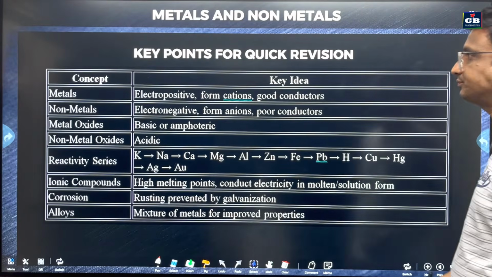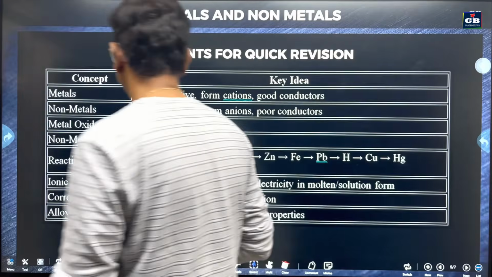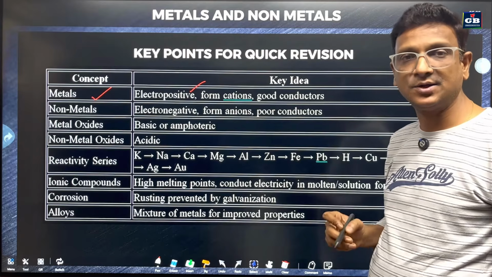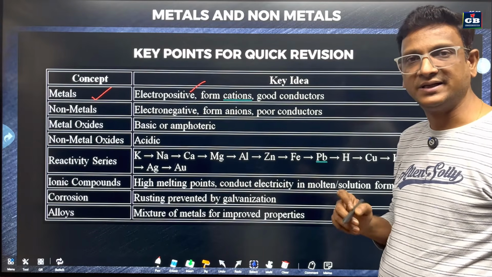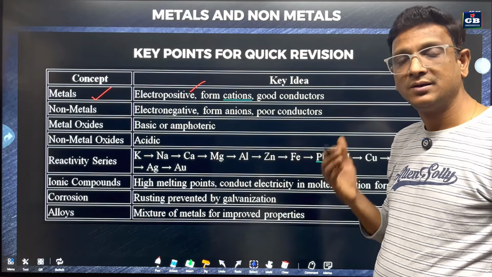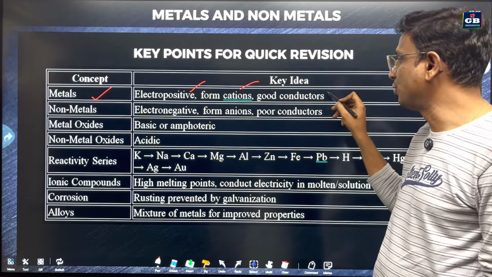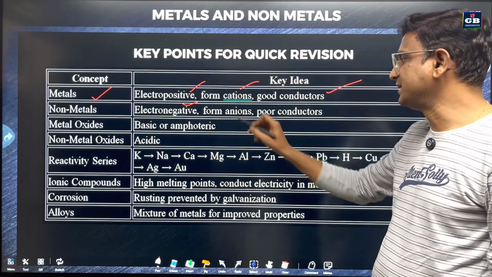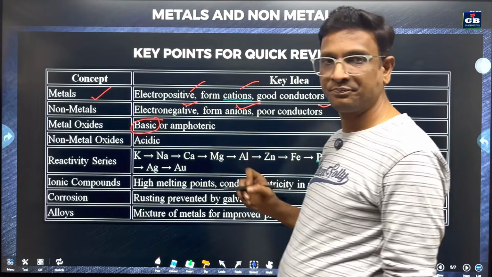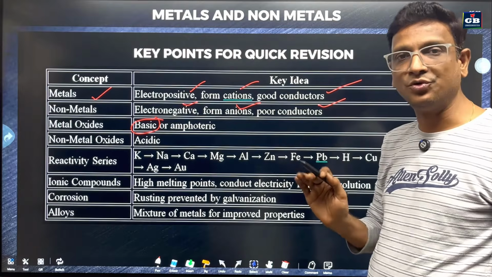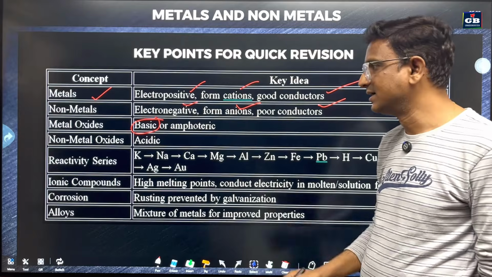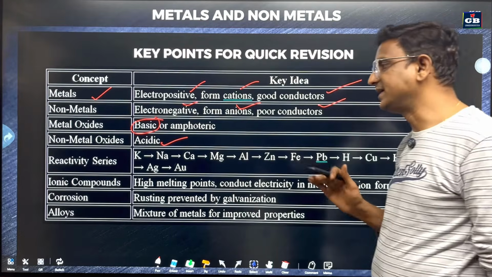So next, let's go through the key points for quick revision. We studied about metals. Metals are electropositive. That means metals give away electrons and become positive. They form cations, they are good conductors. Non-metals are electronegative, they form anions, they are poor conductors. Metal oxides are mostly basic in nature. Some are amphoteric in nature, they react either with acid or with base. Non-metal oxides are acidic in nature.